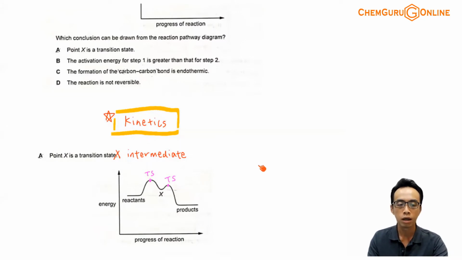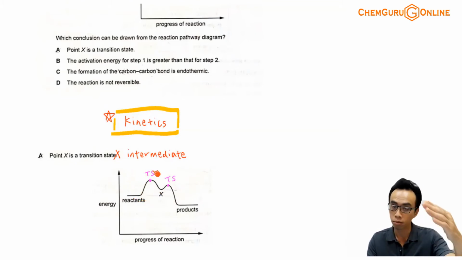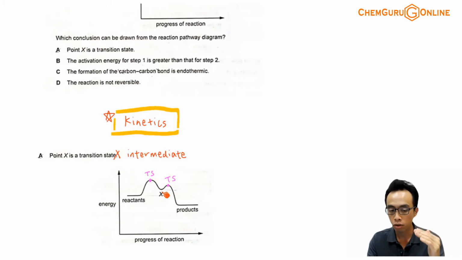So let us just look at the reaction pathway diagram, and we try to draw some conclusion involving each of these points. Now, option A, point X is a transition state. So is that true or is that not true? Now we have to know the difference between transition state and intermediate. So my intermediate will be the product in an earlier step, but later it becomes the reactant in a later step. So if I consider X, X should be an intermediate. A transition state should be the top of the mountain. So if I consider this hump from the reactant to X, X is actually the product at the end of the first step. So this guy is considered intermediate. Transition state is at the top of the mountain or the maximum point.